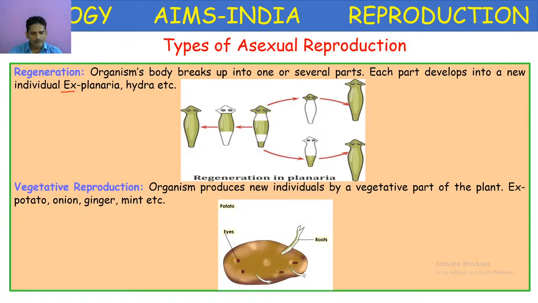For example, in potato, there are some bud-like structures present on the potato, which may be light yellow or greenish in color. They are called eyes. This part, when you cut and place separately, develops into a new potato. So potato is one of the examples of vegetative propagation, by eyes.